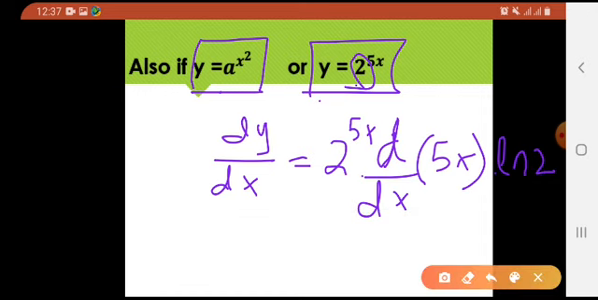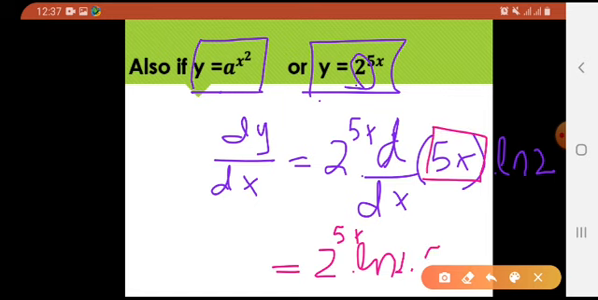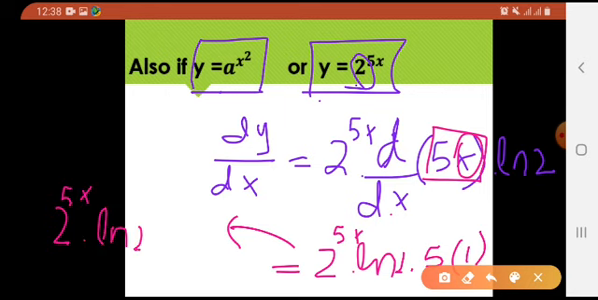Now let us clarify the answer. Overall, it would be 2 raised to the power 5x into natural log of 2 into, these all are being multiplied. What is the derivative of this 5x? 5 being constant stays the same. What about this x? The derivative of x with respect to x would be 1. So what is my final answer? I'm going to write it down over here. It would be 2 raised to the power 5x into natural log of 2, and this 5 we write over here. That's how we will be writing it.